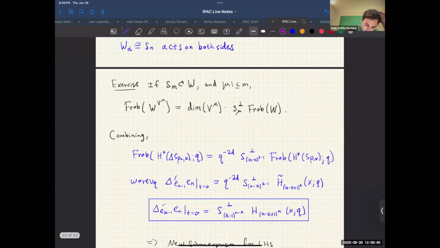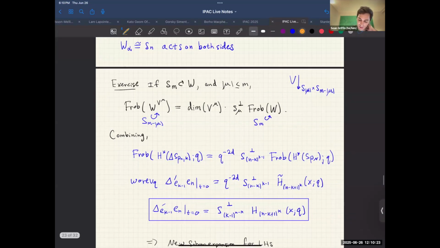So here, we're restricting down to S_{size of mu} cross S_{M minus size of mu} representation. So when you take the isotypic component, S_{M minus size of mu} still acts there. And here, S_M acts. So if you want to check, in terms of symmetric functions, this is degree M. This reduces degree by size of mu, and this is degree M minus size of mu, as it should be.